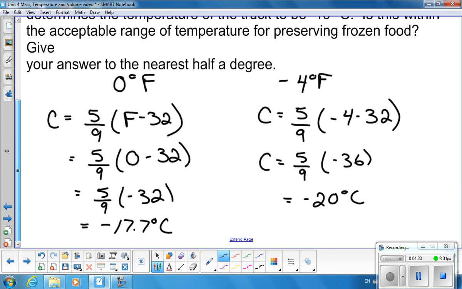The temperature at the border was minus 19. So yes, minus 19 is safe. It is in between minus 17.7 and minus 20 degrees.